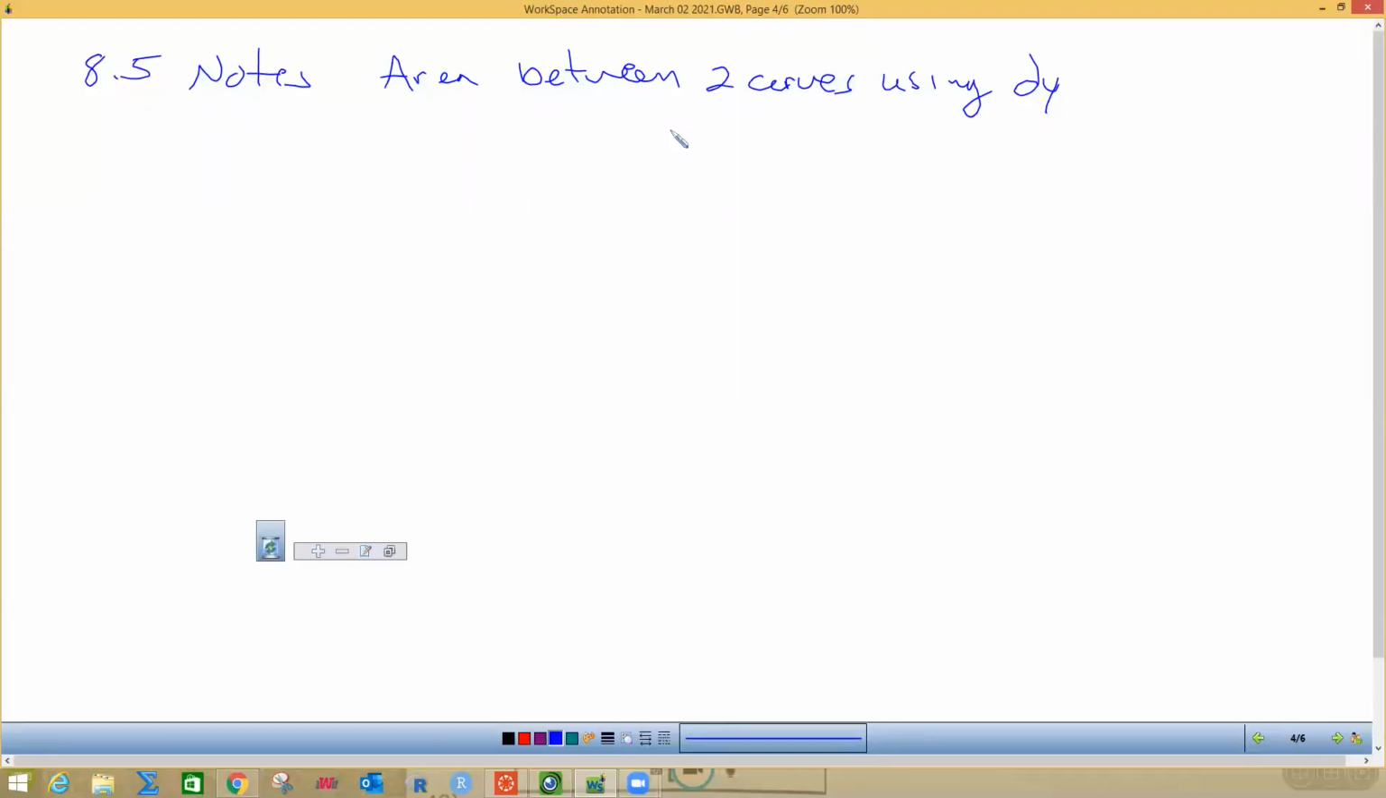All right, these are the 8.5 notes. The 8.4 notes was we had the area between two functions. We had a function on top and a function on bottom, so we used dx. The difference with these is there's going to be a function on the right and a function on the left.